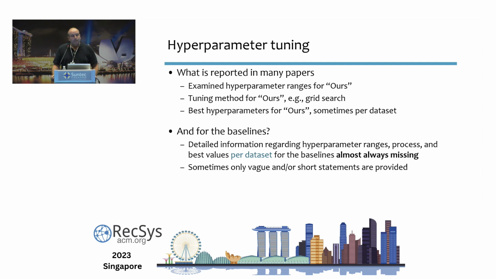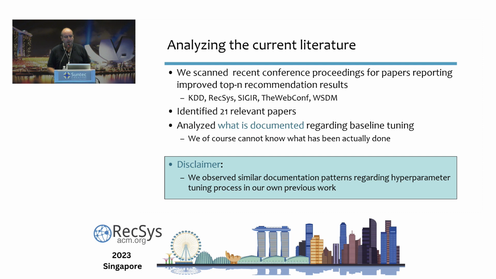But when we look at what is reported for the baselines, detailed information about what was done to tune the process and the best values is almost always missing, right? Or there are some vague statements that we did some effort to do something. This was some intuition that we had, and then we scanned recent conference proceedings, including events that we consider high quality, KDD, SIGIR, and so on.